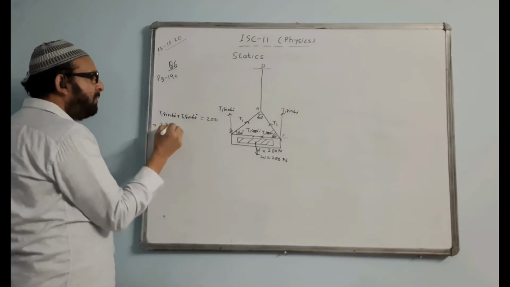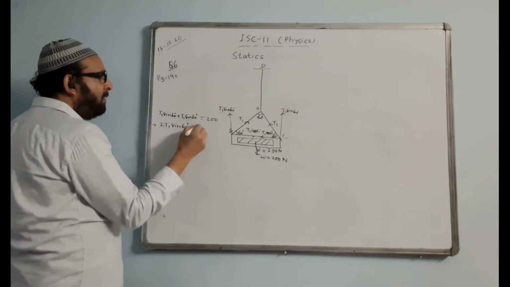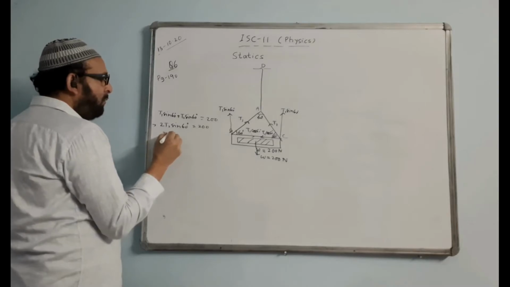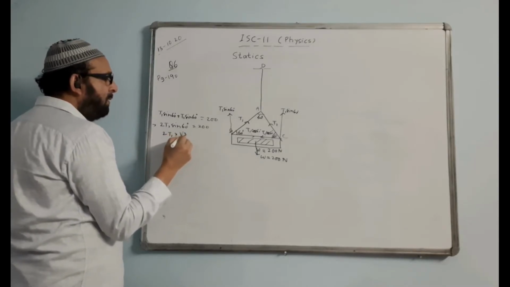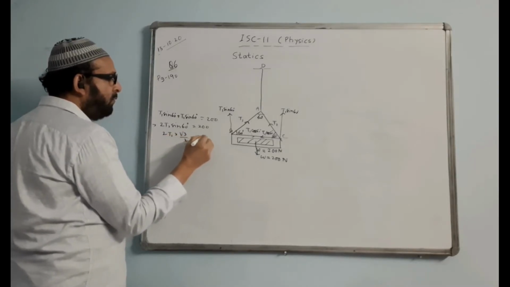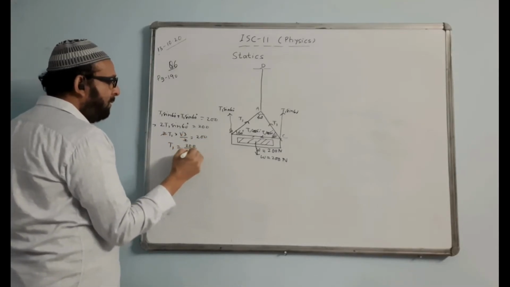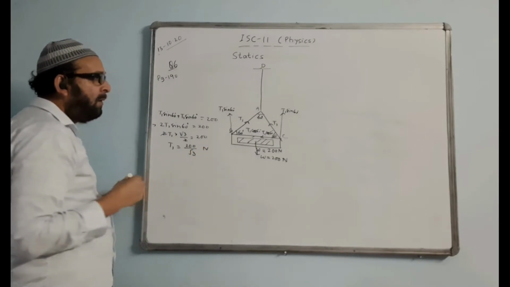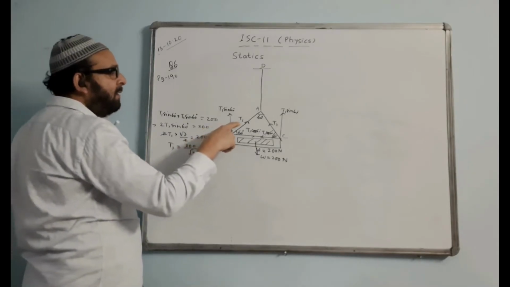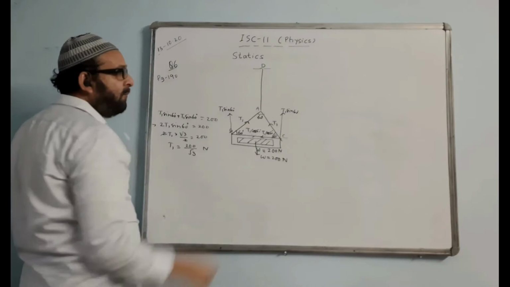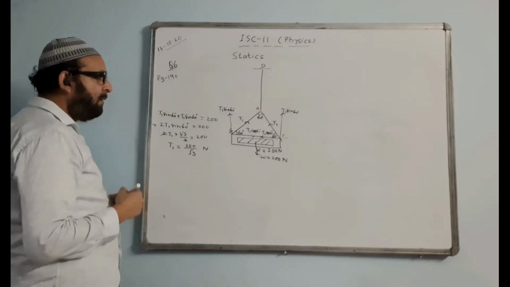Now find the answer. It will become 2 T1 sin 60 equal to 200. Sin 60 value is root 3 by 2, so 2 T1 times root 3 by 2 is equal to 200. So T1 will become 200 by root 3 Newton. Whatever is the value of T1 in the rope BA will be the same for the rope CA. So we got that answer.